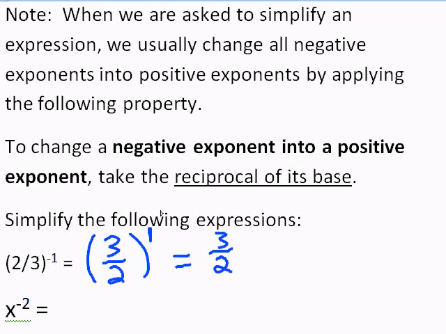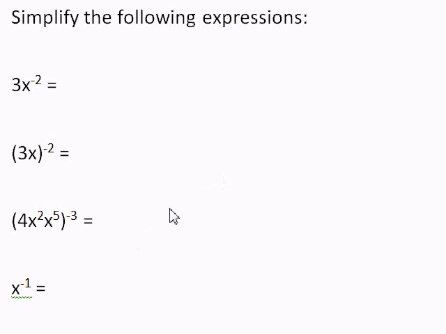Again, to simplify, you need to change the negative exponent to a positive exponent by taking the reciprocal of its base. So since our base is x, we take the reciprocal of x, which is 1 over x. And our exponent changes from negative 2 to positive 2. Notice that the exponent stays with the base, it does not go to the numerator. We're now going to get to a few more examples to help us better understand this negative exponent property.